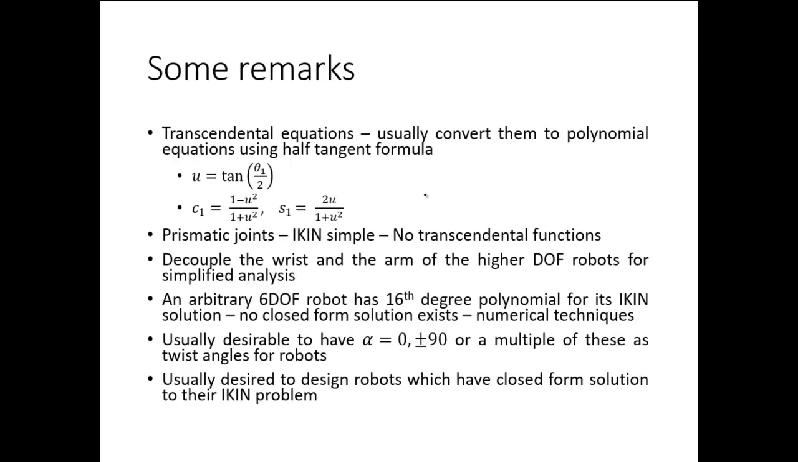Now some remarks on inverse kinematics. We may have complicated systems like the anthropomorphic robot and the other examples you will see. If you try out some problems with regard to those, you'll see that you may have to do some kind of substitutions, like the half-tangent formula, which is very popular in trigonometry. You substitute a variable u equal to tangent of theta 1 by 2, and then cosine of that is equal to 1 minus u squared by 1 plus u squared, and similarly sine of that is equal to twice u by 1 plus u squared.